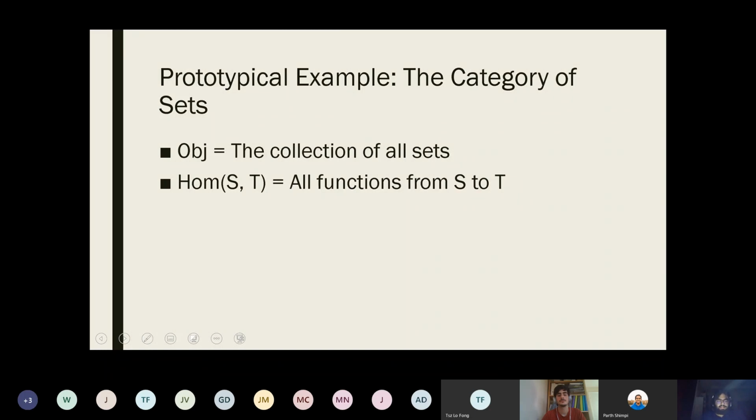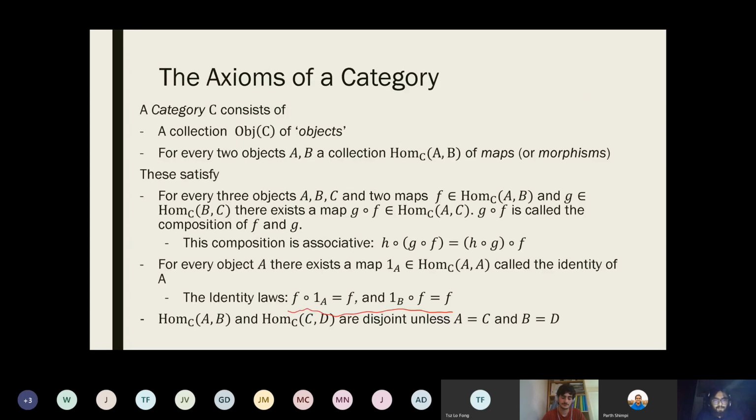That's a very abstract definition, but here's the prototypical example you should keep in mind every time you think of this. Let your objects be the collection of all sets, and Hom(S, T) be all the functions from S to T. Your maps are just functions between sets, and your objects are just the collection of all the sets. It's easy to see that these satisfy the axioms. We're very familiar with function composition, and we know it's associative. For every set, we have an identity map. If you compose the identity map with any other function, it leaves the other function unchanged. And maps have well-defined domains and codomains.